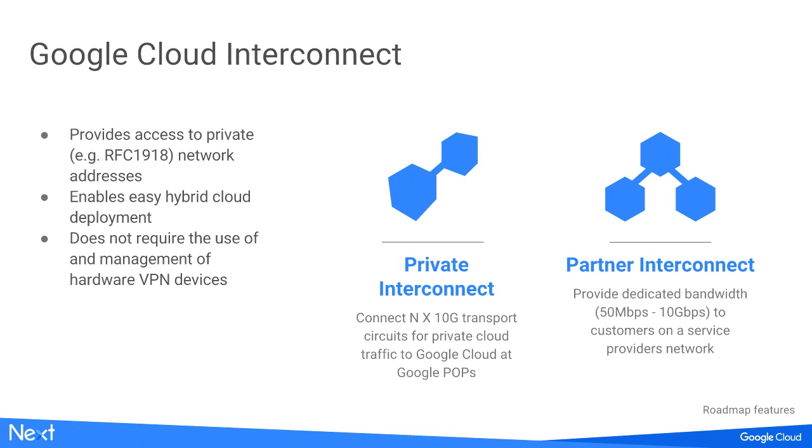With Private Interconnect, you meet us in one of our co-location facilities, and you extend a cross-connect from your routed infrastructure to our edge. With Partner Interconnect, you go using a carrier, and they can offer you a sub-rate interface or actually a full 10 gig interface to our cloud infrastructure. So with Private Interconnect, an enterprise customer comes to Google, and with Partner Interconnect, an enterprise customer goes to a carrier and then comes to Google.